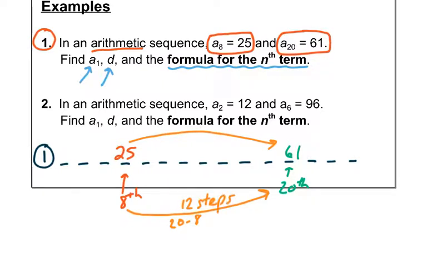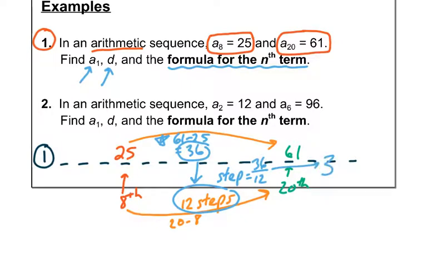Now let's think maybe up here in the big picture. I went from 25 to 61. How far did I travel there? And you can think, oh, okay, 61 minus 25. I traveled a total of 36 total in 12 steps. So if I traveled a distance of 36 in 12 steps, each step was how far? And you can take 36 and divide it by the 12, and you get 3.